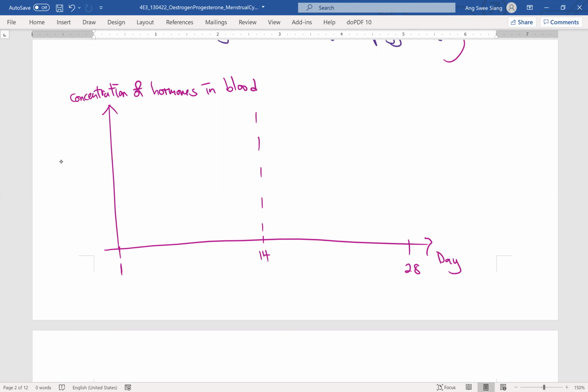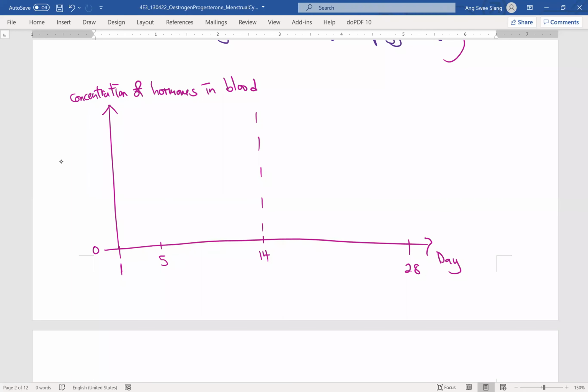You need to know how the levels of estrogen and progesterone change. Actually, day 5 will also be a good indication. So both hormones, maybe we start with estrogen first. The estrogen level will only start to increase after menstruation. All ladies have some estrogen and progesterone in the blood all the time. It cannot be zero, so please don't draw from zero. It must be above zero.